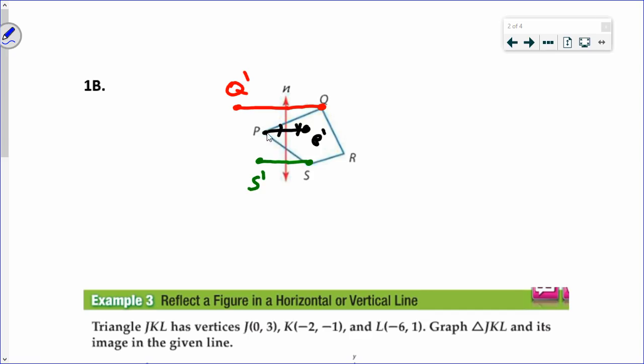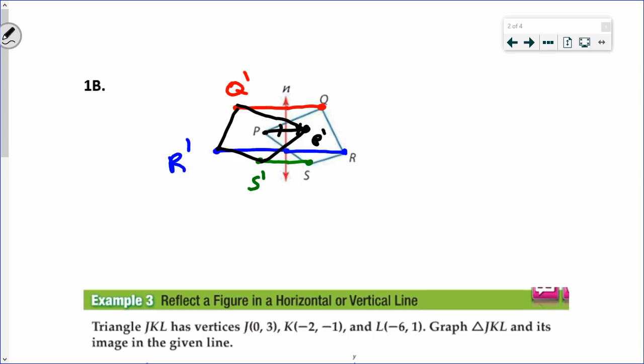And lastly, with point R, we want to reflect that far, so we're going to count that distance out here. And now we just are connecting all of our prime points here. As accurately as I can, those weren't very straight lines. Hopefully you guys are doing a little better with your rulers. As accurately as I can, that's the reflection of PQRS, and that's what your figure should have looked like.